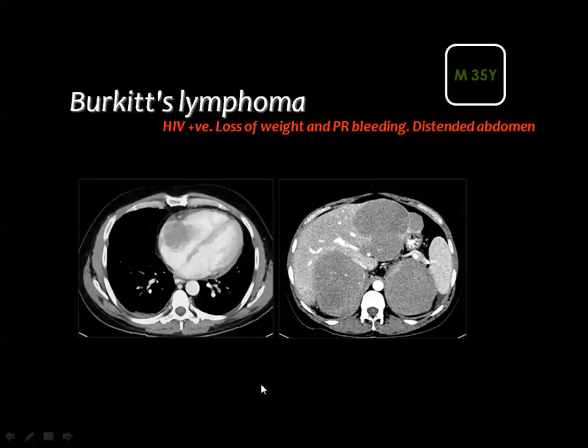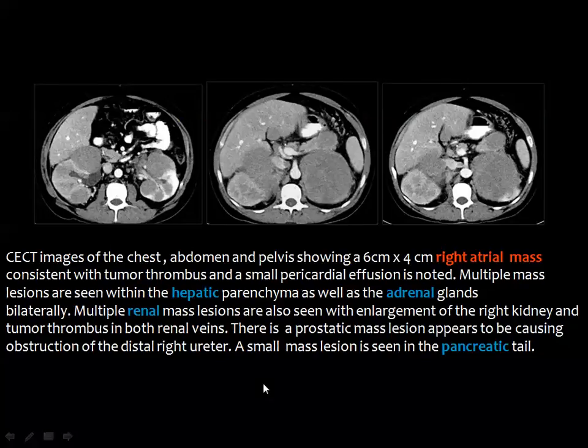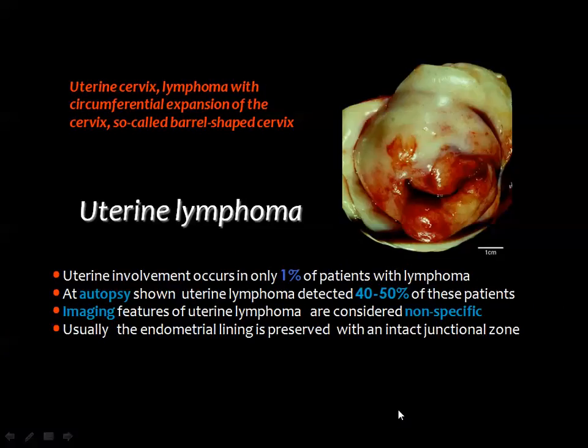and two other lesions in the adrenal glands. Lower down, you can see multiple lesions in the kidneys and also a lesion in the pancreatic tail. This was a Burkitt lymphoma affecting the right atrium, the liver, adrenal glands, the kidneys, as well as the pancreatic tail.